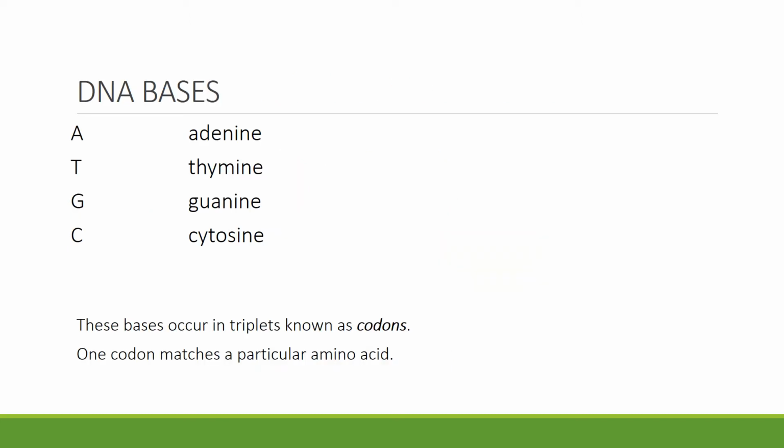There are 4 DNA bases. They are adenine, represented by capital A, thymine, represented by capital T, guanine, represented by capital G, and cytosine, represented by capital C. Although these bases occur in very long chains, they are read in triplets known as codons. One codon matches a particular amino acid, and we'll take a look at that in just a minute.